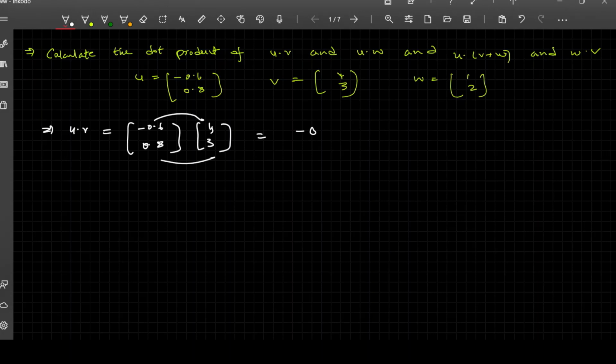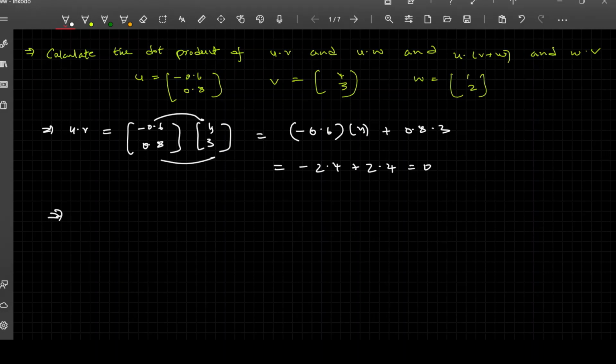We shall multiply this with this and this with this, fine. So this becomes minus 0.6 into 4 plus 0.8 into 3. That is minus 2.4 plus 2.4, and this is actually 0. That means these two vectors are perpendicular. It's not asked of us, to be honest. We just need to find the dot product, that's it.